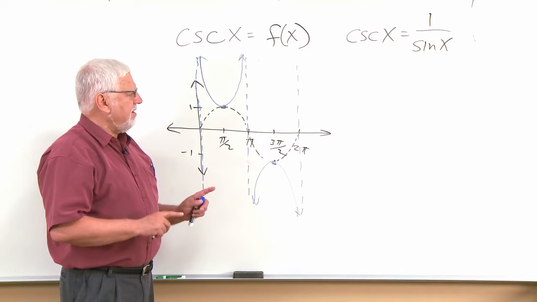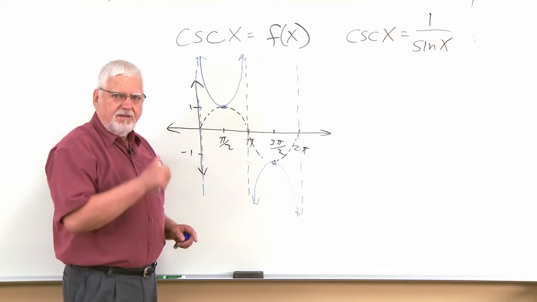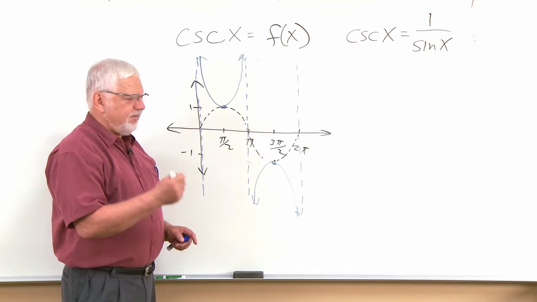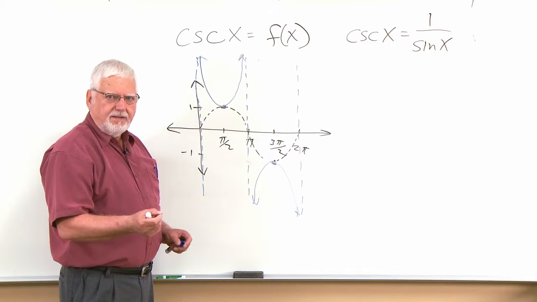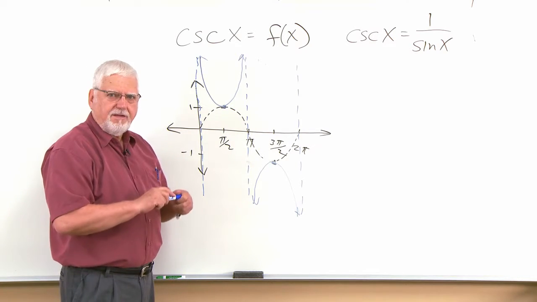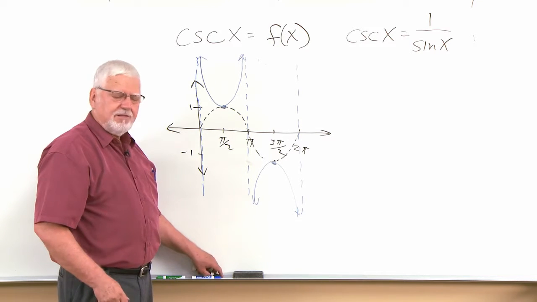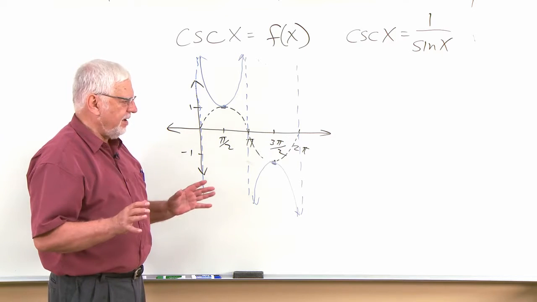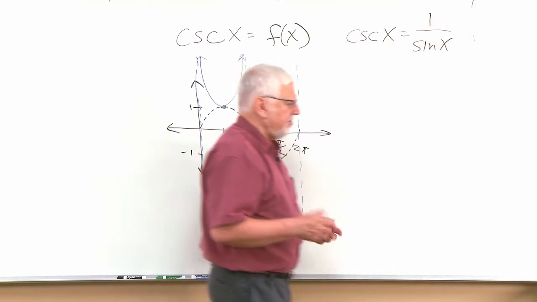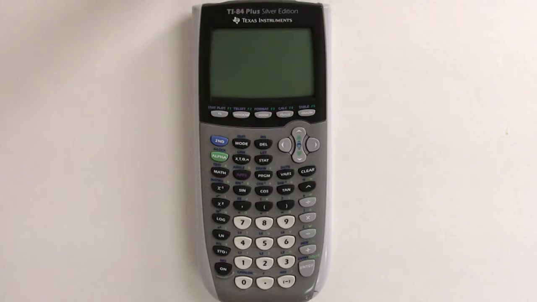The key thing is maybe being able to make a quick sketch of the sine, cosine, and tangent from 0 to 2 pi. Now let's actually go over to the calculator and do a calculator version of this, but I wouldn't depend on the calculator, but it's a good backup. So let me go over to the calculator and take a look at that.